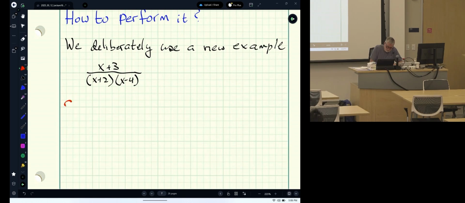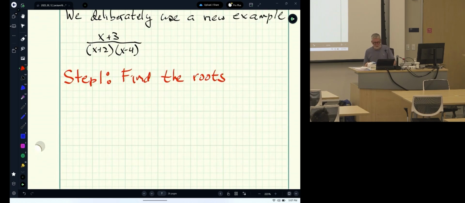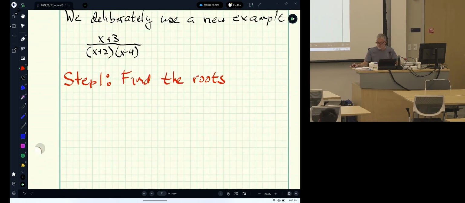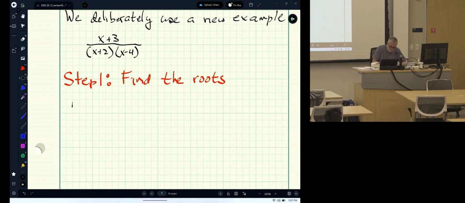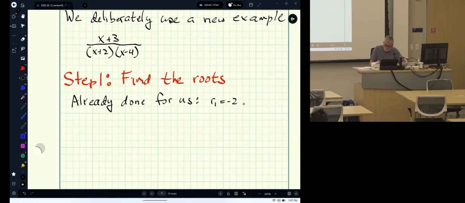Okay, so this is how it works. Step one is to find the roots. If you're doing it by hand, that's no fun, but with all the software tools available to us, it's easy to carry out in Julia. So this is already done for us. We have the first root is -2, and the second root is +4. Now, if you want to call the first root +4 and the second one -2, it doesn't change anything.